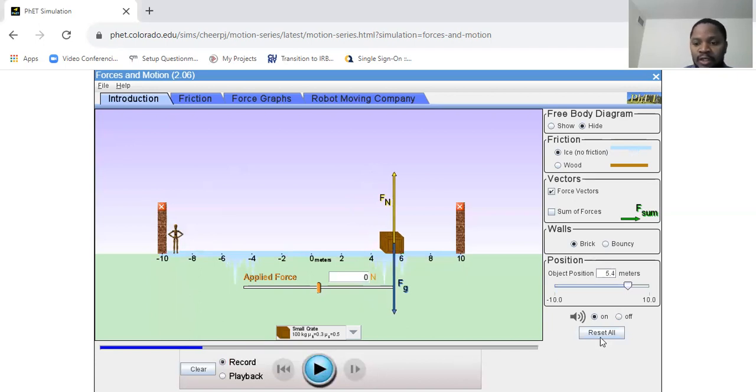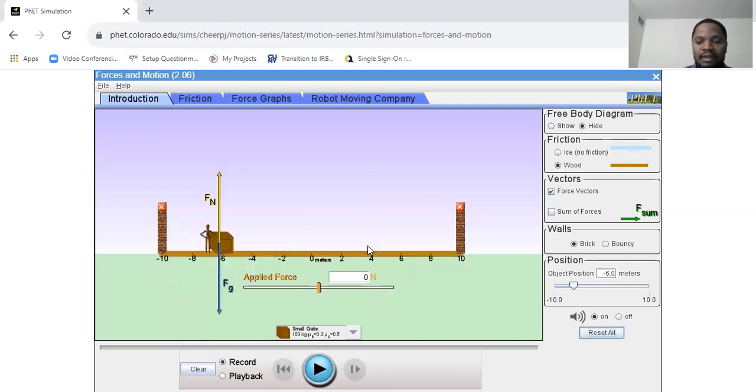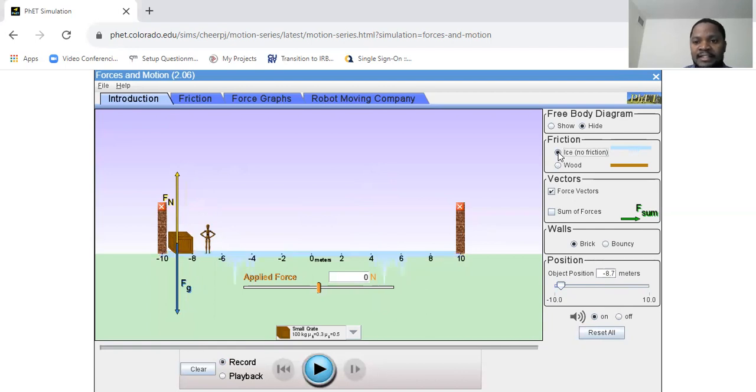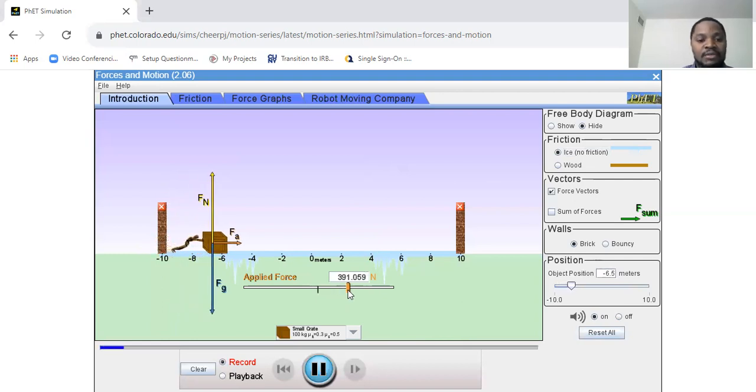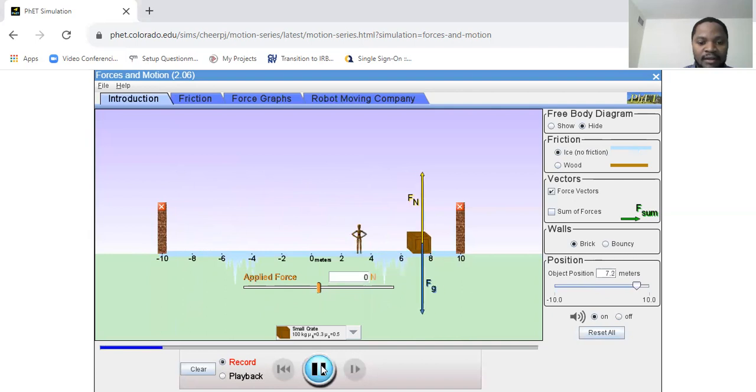Before I go to part 2, I'm going to reset everything. I'll take the box, the beginning somewhere here, so I should start pushing from there. I'll make sure that I am on ice here. The next question asks what will happen if I consistently push the box without releasing. In other words, what will happen to the speed of the box if I give it a net force that is not 0? So I will push the box like this, keep it there, observe the motion, and then answer the question.